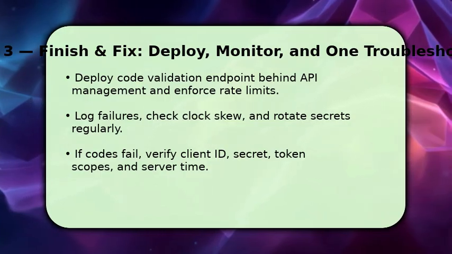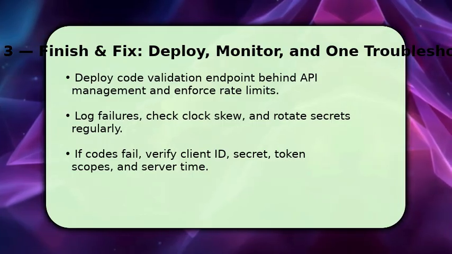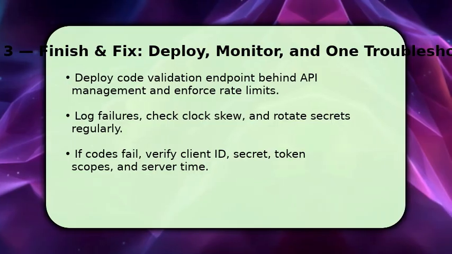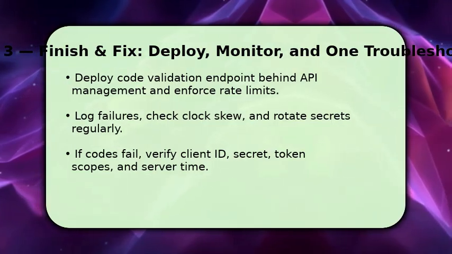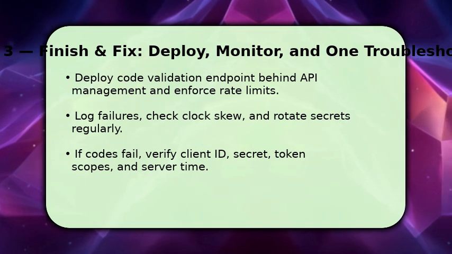If a latch code fails, first check server and client clock skew, then verify the client ID, secret, and required token scopes. If issues persist, reissue the secret and recreate the app registration. That usually resolves mismatched HMAC or token binding problems.